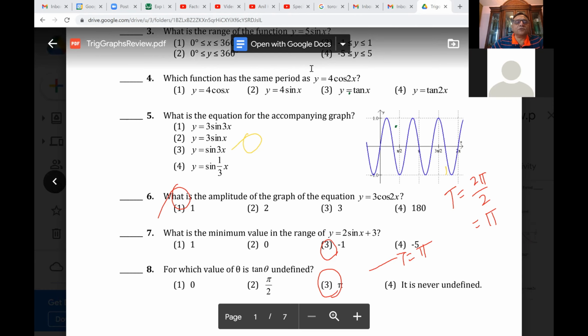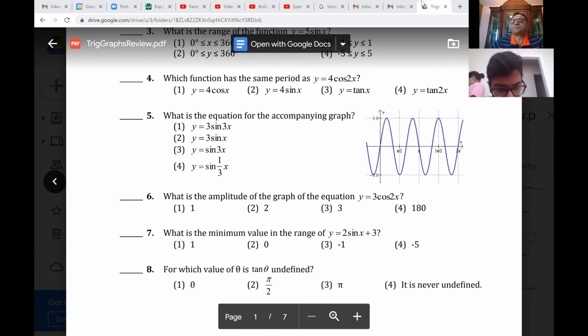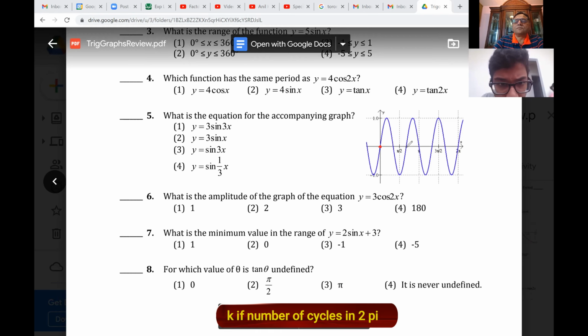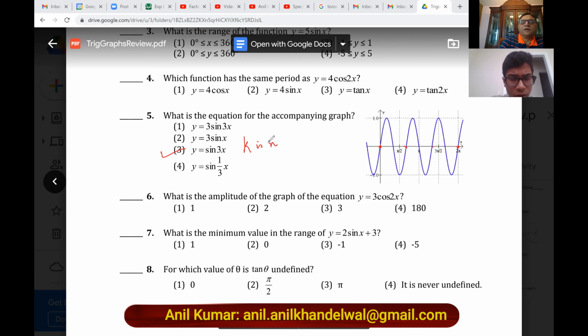Let me move forward and take from question number 5 onwards. Can you please answer question number 5? What is the equation for the accompanying graph? It's the third option, I think. Y is equal to sine 3x. You have an amplitude of 1, and in 2 pi, how many waves are there? 1 wave, 2 waves, and 3 waves, right? Since there are 3 waves, option 3 is the right option. Is that clear to you? Yeah. K is the number of waves, cycles.